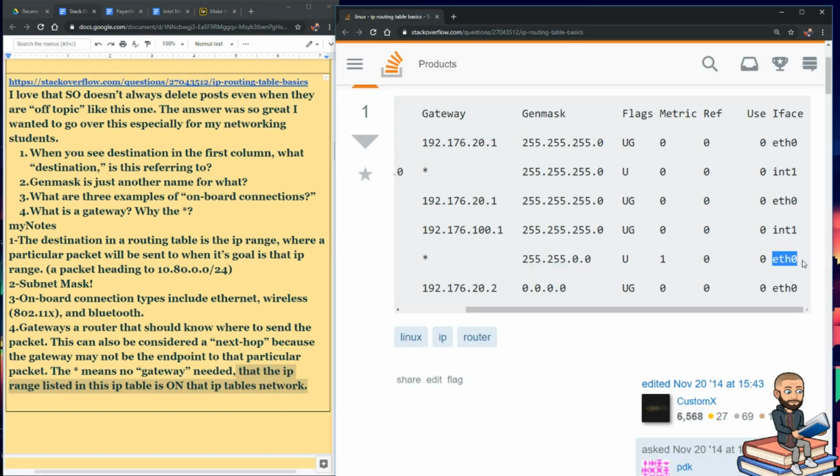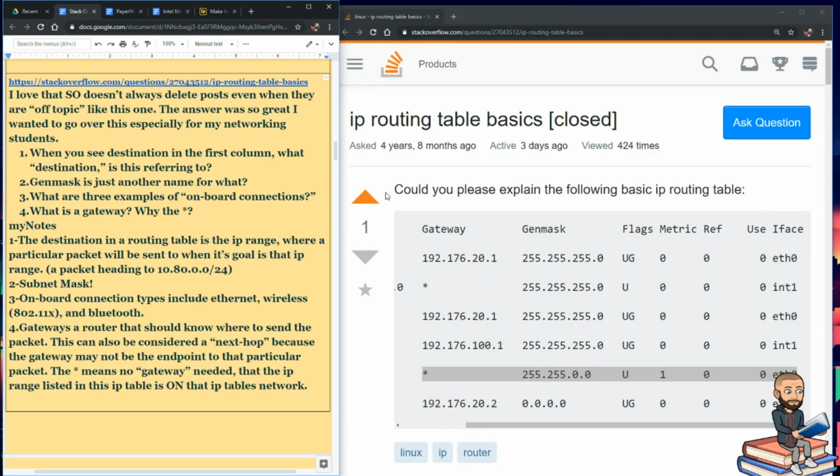Notice that in the table, this is the eth0 and this is the eth1. That's where the stars are, so that makes sense that they're separated in that way too. Well, there you go. I hope you can now explain an IP routing table like this.